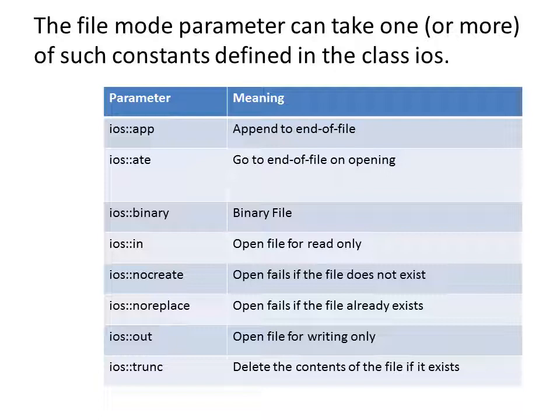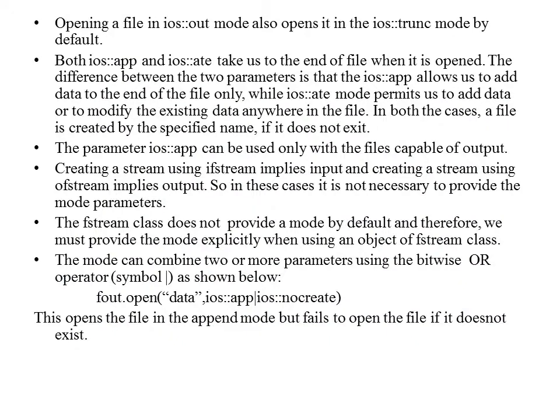Out, you already know. Trunc deletes the contents of the file if it exists, meaning if the already existing file has any contents, they will get deleted and the file will open blank. It means out and trunc are doing a similar thing. Out means to open the file for writing, existing material will be deleted and your pointer will be on the first position, and trunc is also doing the same. So these are the various modes which I have discussed one by one, written in these bulleted points.